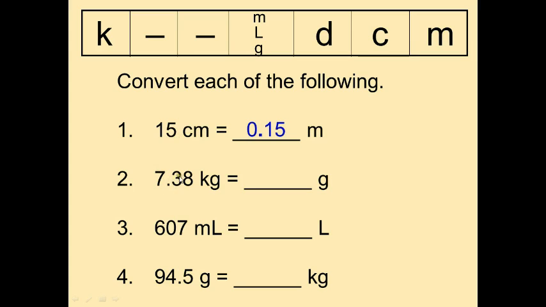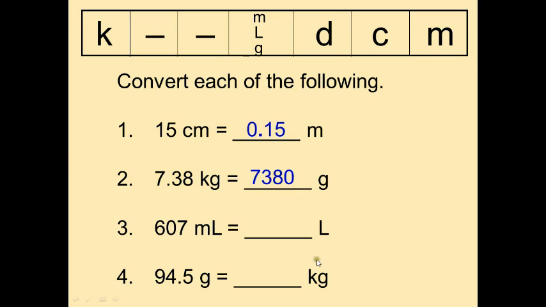And same thing with this one. 7.38 kilograms to grams, so you find the kilo spot, which is all the way over here, and you move the decimal place 3 spaces to the right to get to grams. So it's 7,380 grams from 7.38 kilograms.